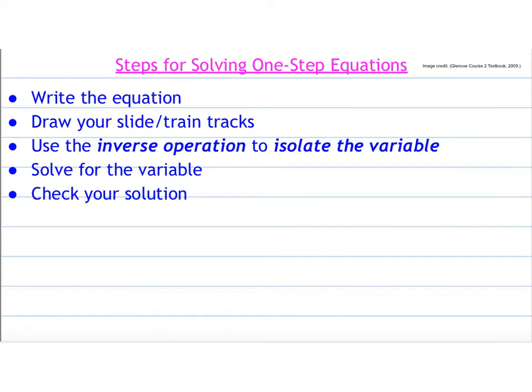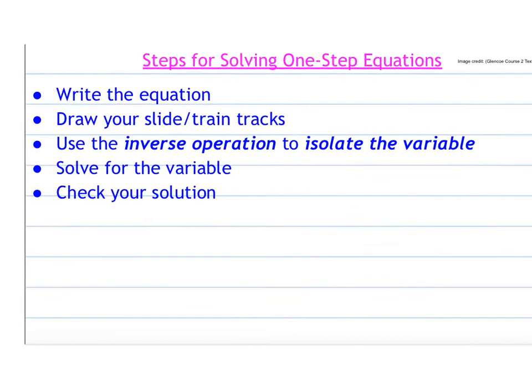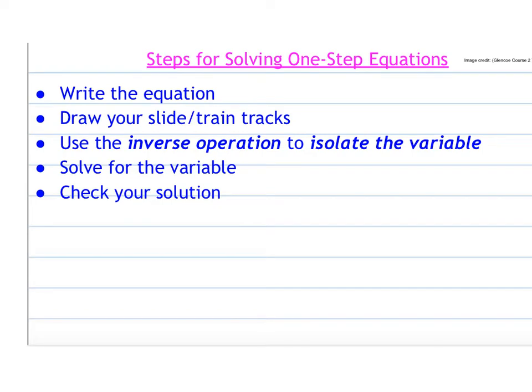Okay, these steps should be written down in your notebook. These are what we use every time we are solving one-step equations. No matter how easy or simple it may be, we're going to follow these steps every time. First, you write the equation, whatever the original equation might be. Then you're going to draw what I call train tracks. I'm just going to show you a quick example. If we had that x plus 5 equals 8, we wrote the equation. The train tracks go right down the equal sign like this.